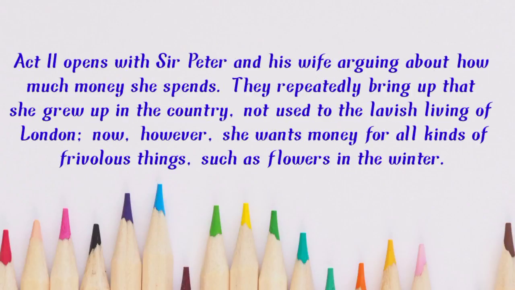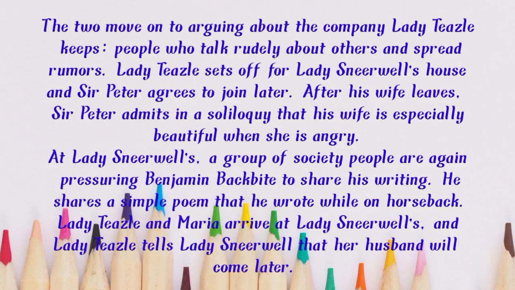Act 2 opens with Sir Peter and his wife arguing about how much money she spends. They repeatedly bring up that she grew up in the country, not used to the lavish living of London. Now, however, she wants money for all kinds of things, such as flowers in the winter. Then the two move on to arguing about the company of people who talk rudely about others and spread rumors. Lady Teazle sets off for Lady Sneerwell's house and Sir Peter agrees to join later.